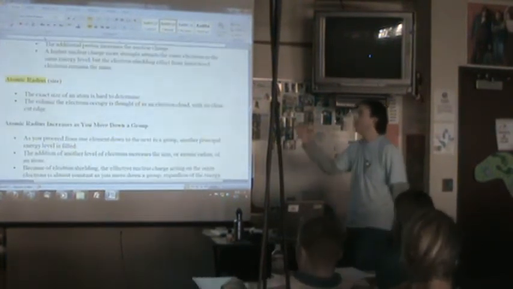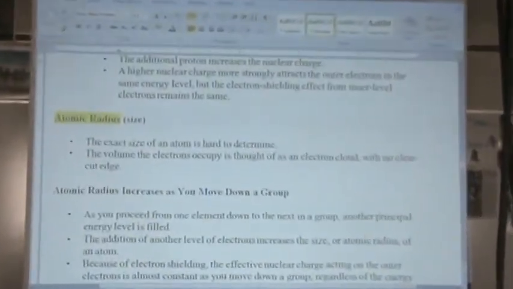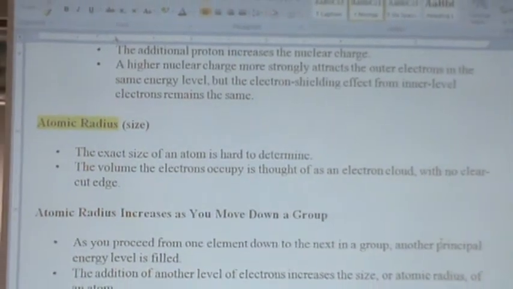Okay, the next one, atomic radius. This one should make sense. How big the atom is. The exact size is hard to determine because we have these electron clouds and they have kind of fuzzy boundaries. And so the actual size of the atom is fairly difficult to determine. But for the most part, we have a fairly good idea. I think I'm going to say all these things to you, so let's just draw the pictures.